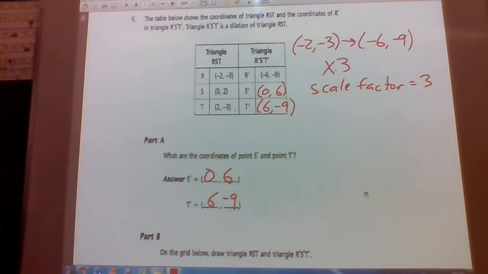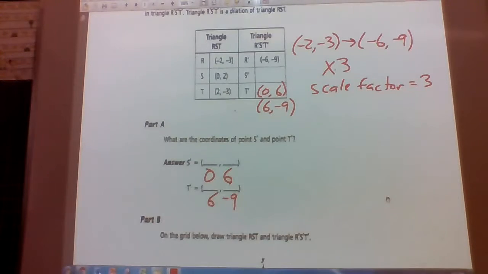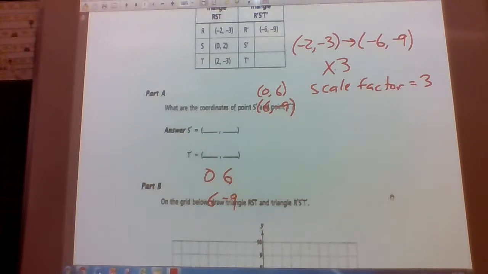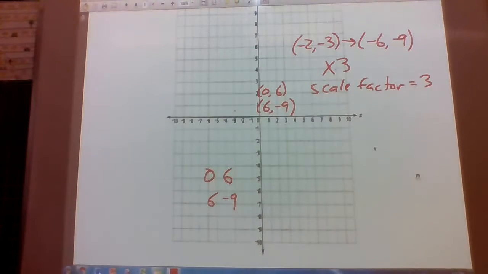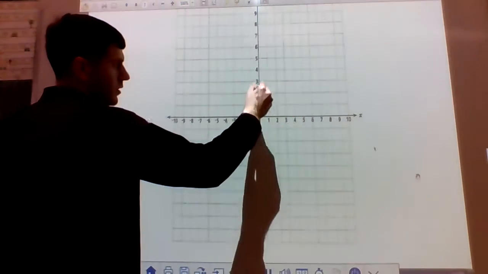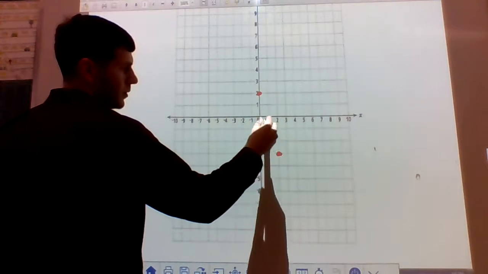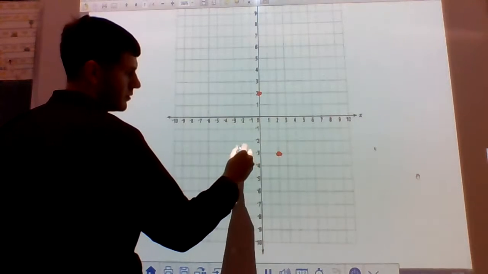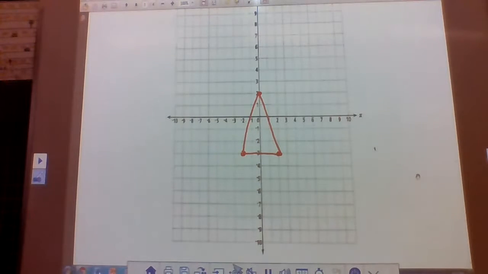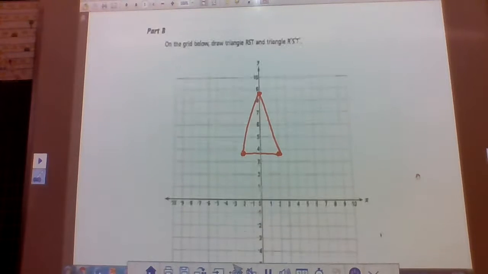Part B, on the grid below, draw triangle RST. Well, we have negative 2, negative 3, 0, 2, and 2, negative 3. Then what do we have? Negative 2, negative 3, right? So there was our original triangle. Let me just double check the points. Negative 2, negative 3, 0, 2, and 2, negative 3.